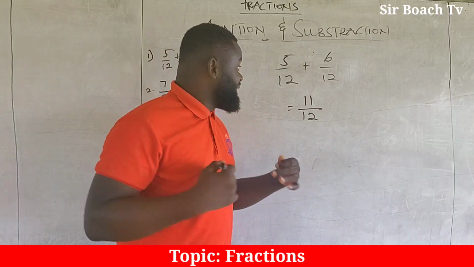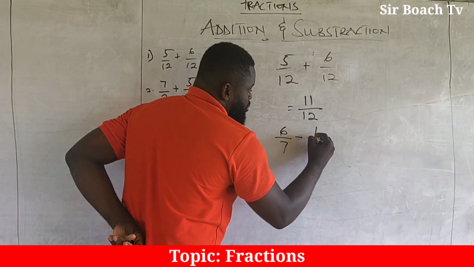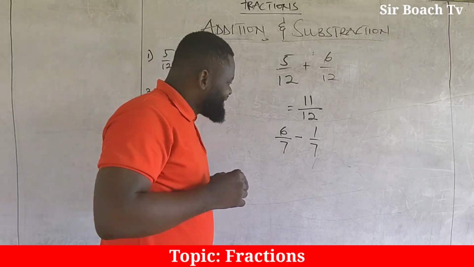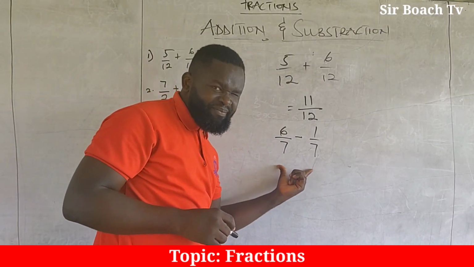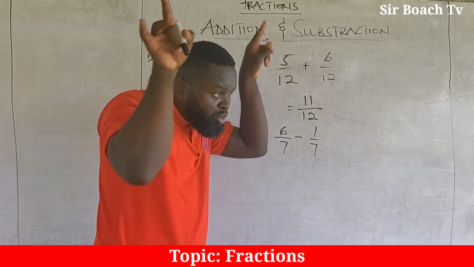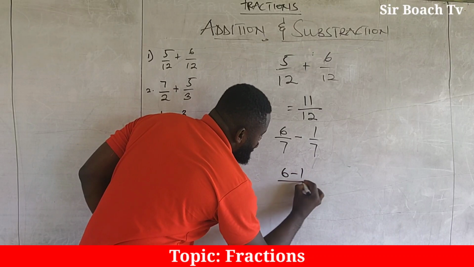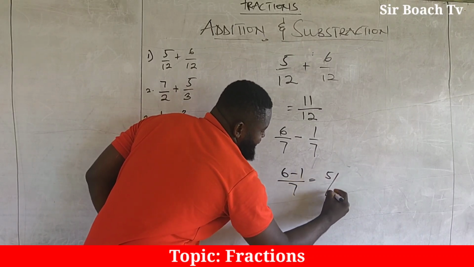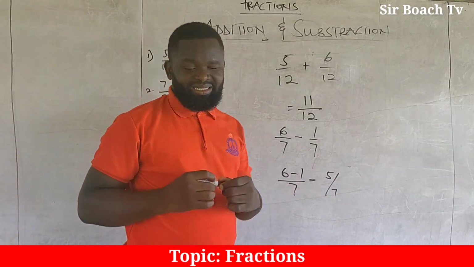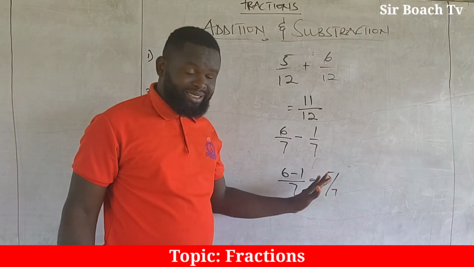The same way, another example on this, we have 6 over 7 minus 1 over 7. Again, the denominators are the same, so we don't need to think plenty about it. We just work with the numerator. So it will be 6 minus 1 all over 7. Then that will be 5 over 7. Then we are done. So simple like that.